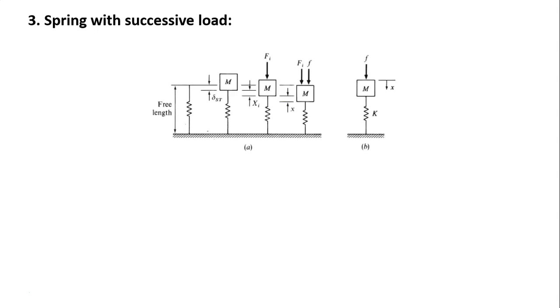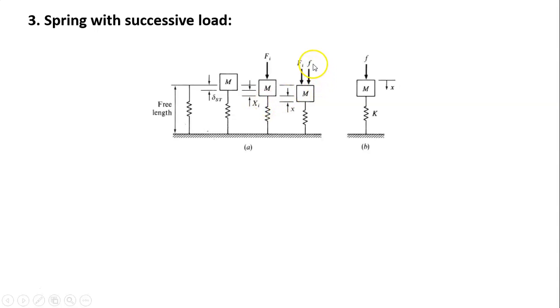Now, next element, spring with successive load. Now, consider these diagrams A and B. First of all, we will see diagram A. In diagram A, you are observing that one spring is there having suppose free length L. In the second diagram, a mass M is applied at the free end of the spring, so that it is having deflection delta St. In the second diagram, another force Fi is applied on the mass M, so therefore we are getting additional deflection Xi.